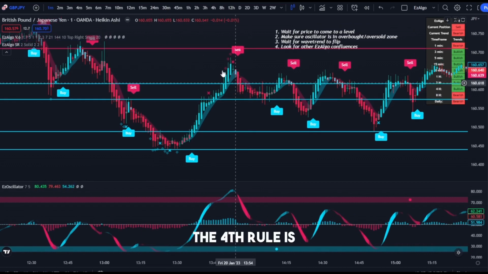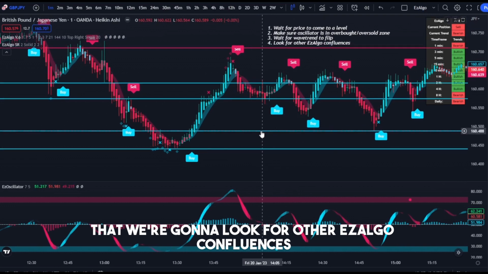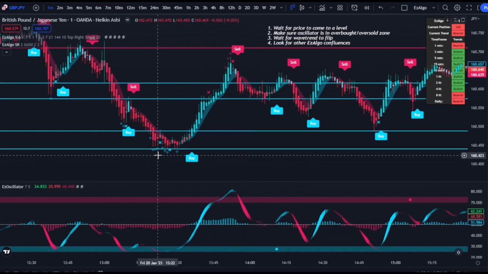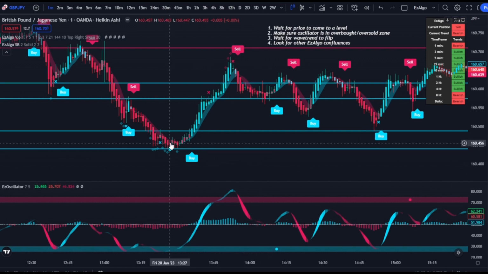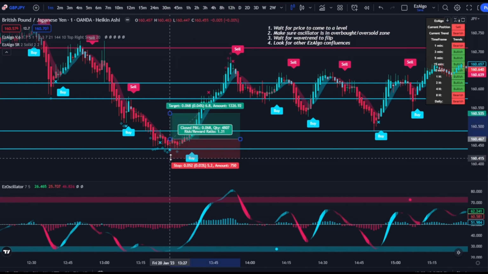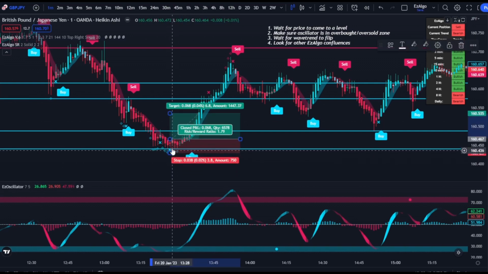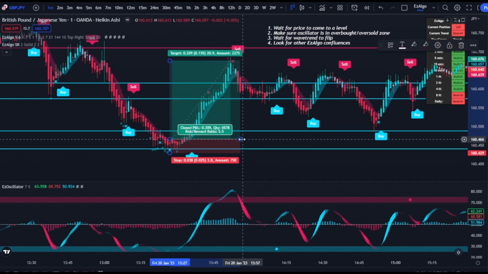All right, and the fourth rule is that we're going to look for other EzOscillator confluences. So that can either be reversal signals, a mild buy signal, or an EzOscillator buy signal. You want to see at least one of those three confluences to be your basis for entry. In this case, it would be right here on this mild buy signal because we are at a support level. The wave trend has flipped from red to blue. We have reversal signals, so that is going to be our long entry.